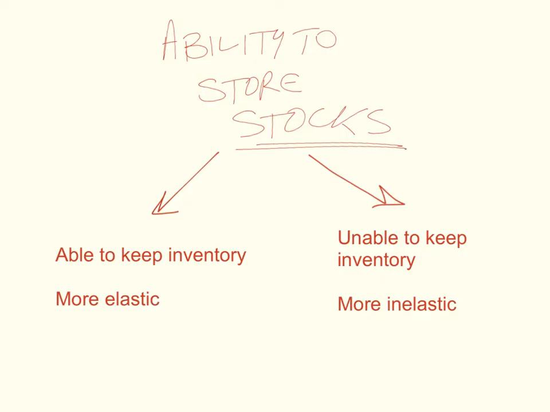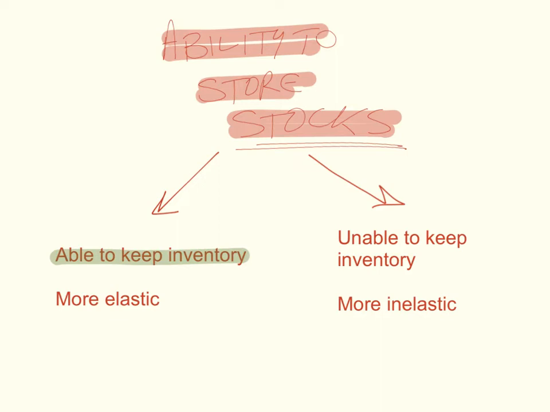This brings us to the last determinant of price elasticity of supply, which is the ability to store stocks, or the ability to keep inventory. If the product is storable, and the business is able to keep inventory, if the price rises, the business would be able to respond by increasing the supply. So the supply would obviously be more elastic if the business is able to keep inventory, or if that product is a product that you can store.